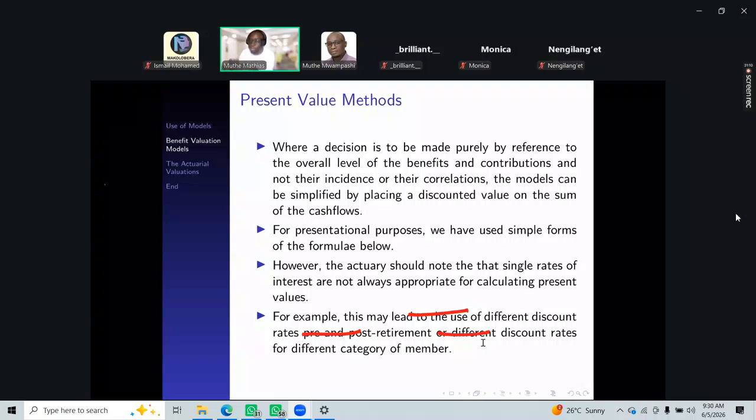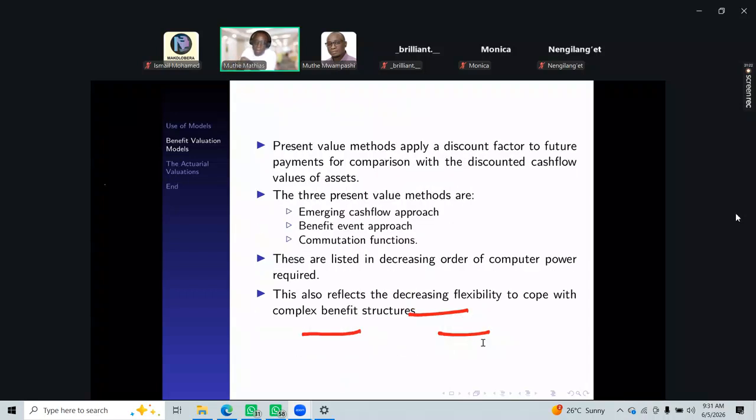So you can use this present values method, right? Of course, they actually differ, but they are the same. We just need to discount everything to today's values because you are making a decision today, right? So we have these 3 methods here: emerging cash flows, the benefit event approach, and then of course the commutation function.